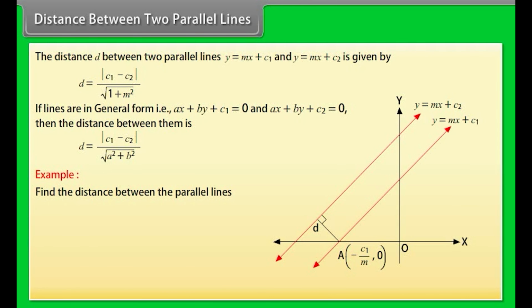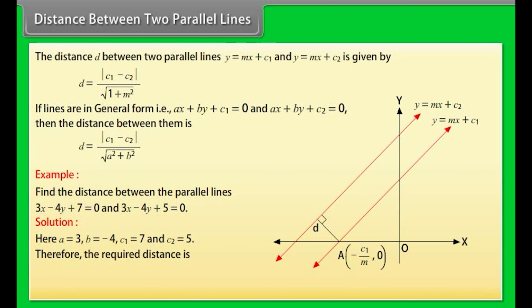Example. Find the distance between the parallel lines 3x minus 4y plus 7 is equal to 0 and 3x minus 4y plus 5 is equal to 0. Solution. Here a is equal to 3, b is equal to minus 4, c1 is equal to 7 and c2 is equal to 5. Therefore, the required distance is d is equal to modulus of 7 minus 5 by square root of 3 square plus minus 4 square is equal to 2 by 5.